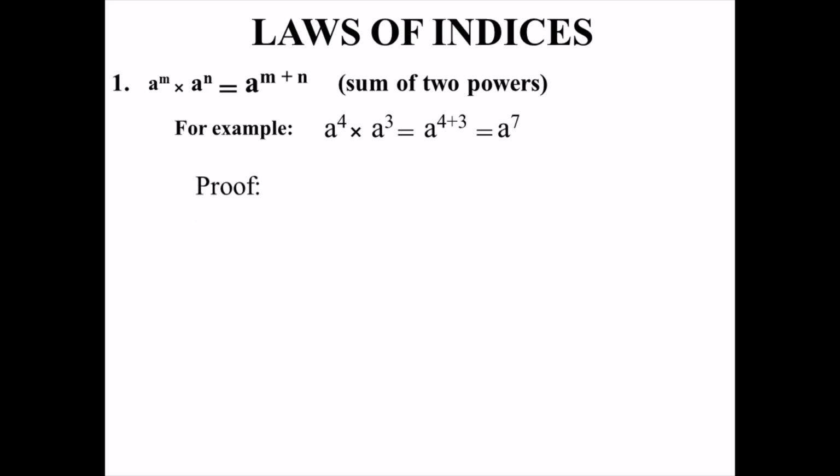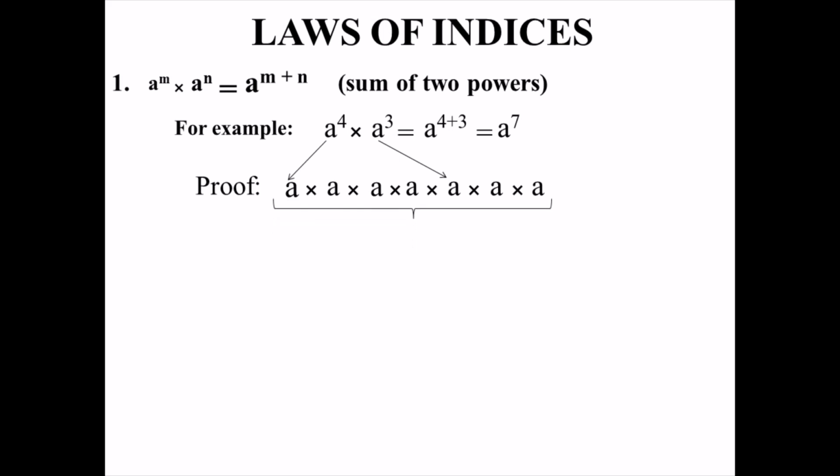So we can look at the proof for this sum. a raised to the power of 4 is the same as a multiplied by itself 4 times. So that is a multiplied by a multiplied by a multiplied by a, then you multiply by a raised to the power of 3, which is a multiplied by a 3 times. So that is multiplied by a multiplied by a multiplied by a.